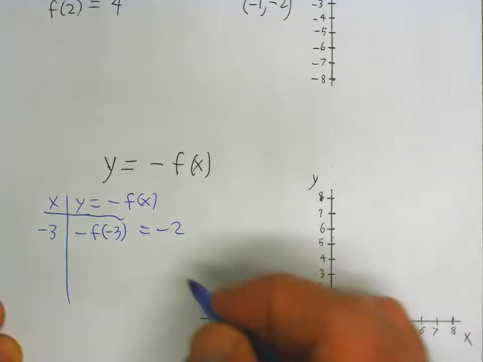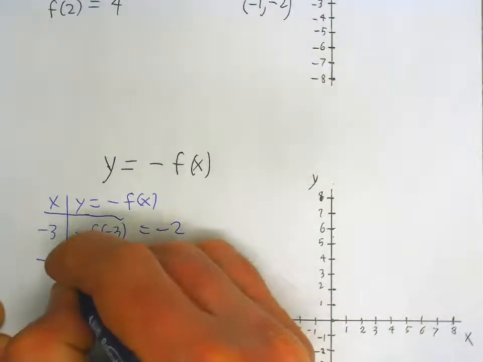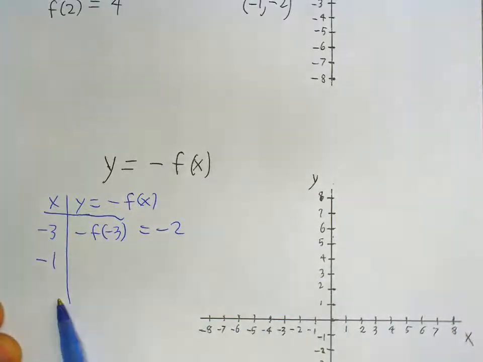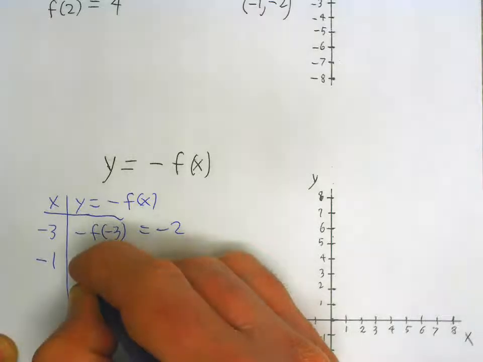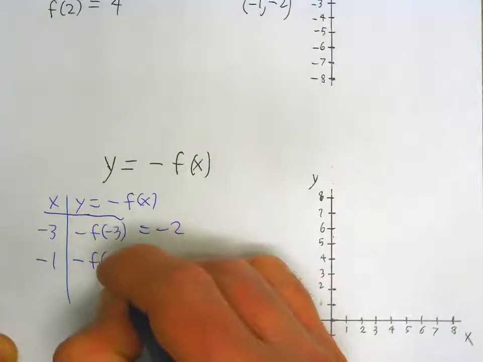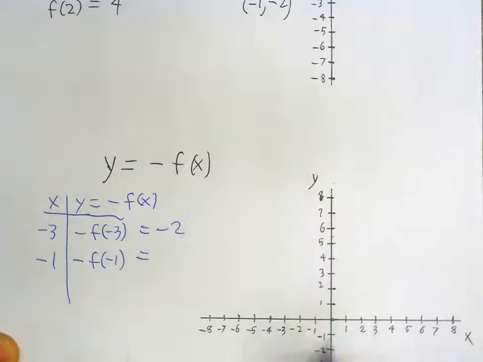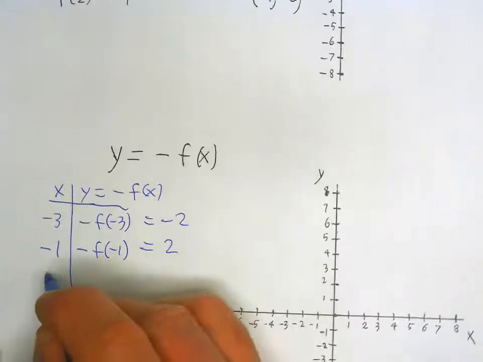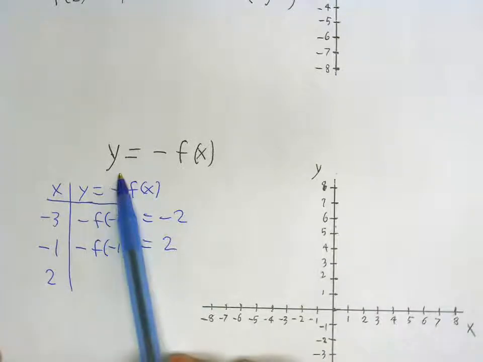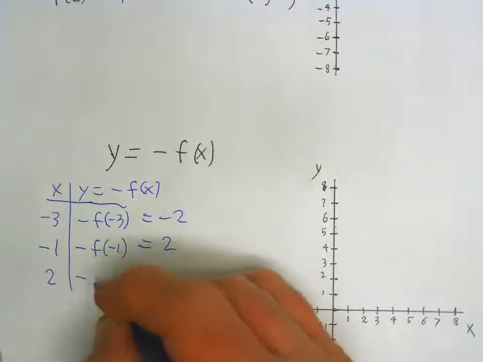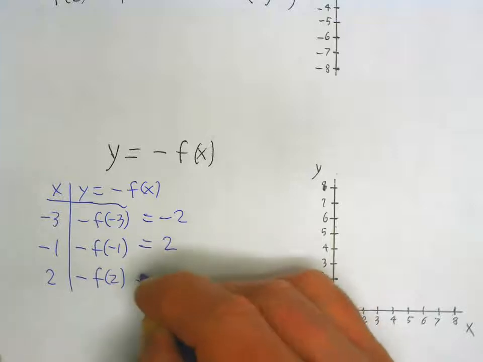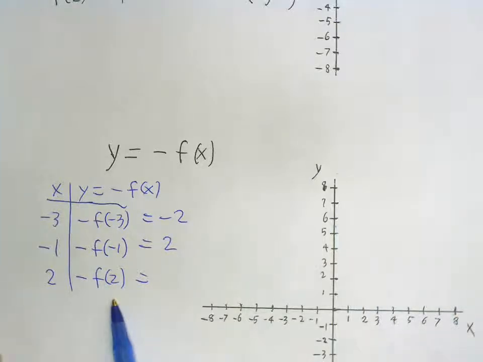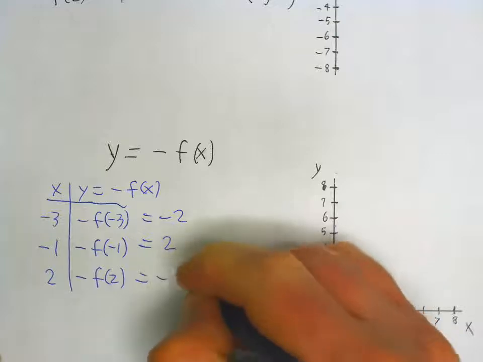Then the next domain value that we'll consider is when x is negative 1. The y-coordinate is the negative of f of negative 1. Above, f of negative 1 is negative 2, so the negative of negative 2 is positive 2. And then finally, when x is 2, the y-coordinate for this function is the negative of f of 2. But f of 2 is 4, so the negative of 4 is negative 4.